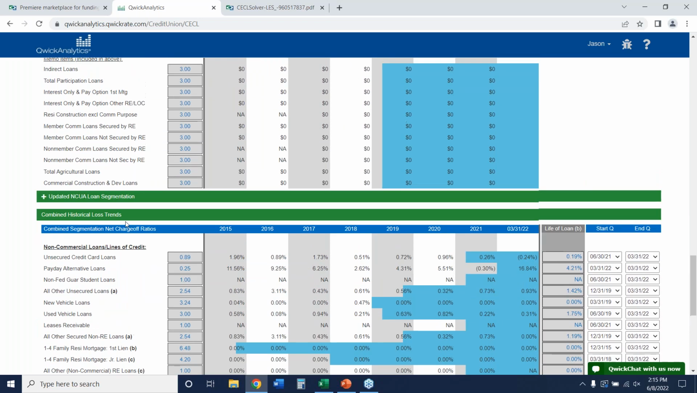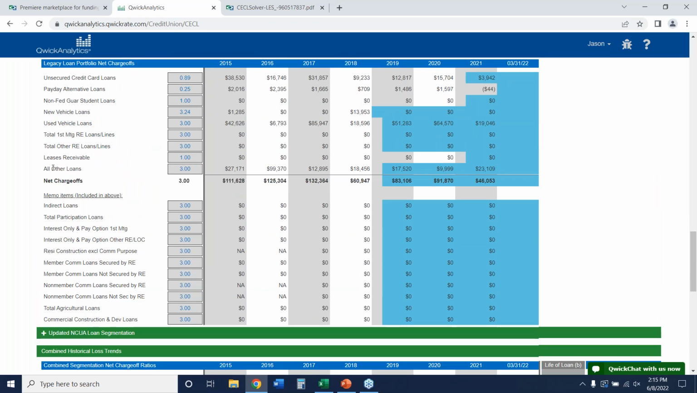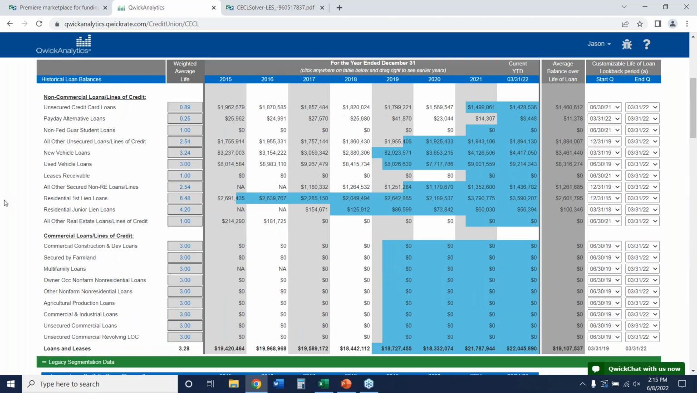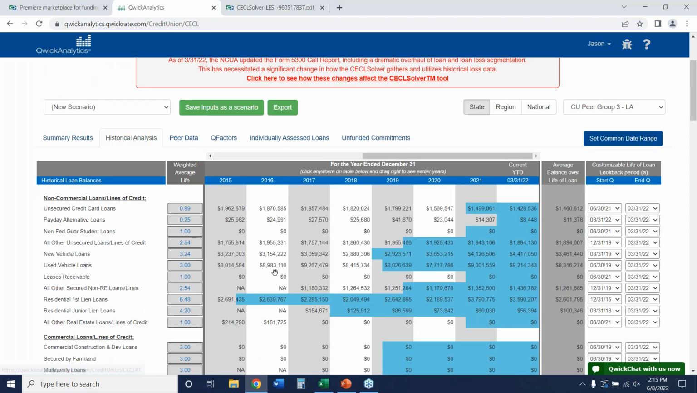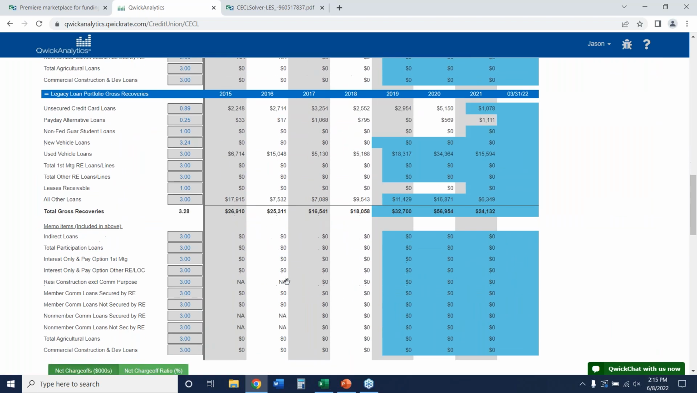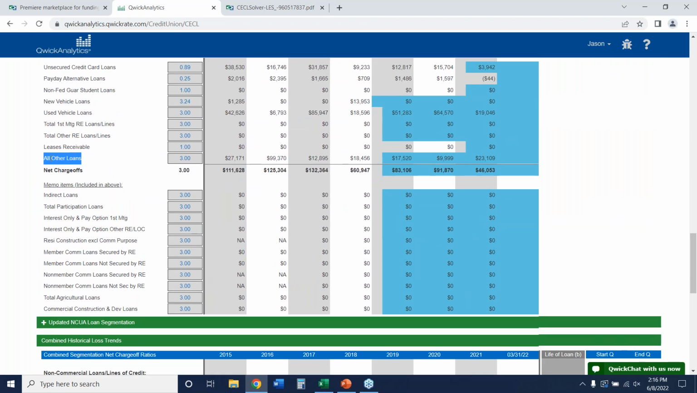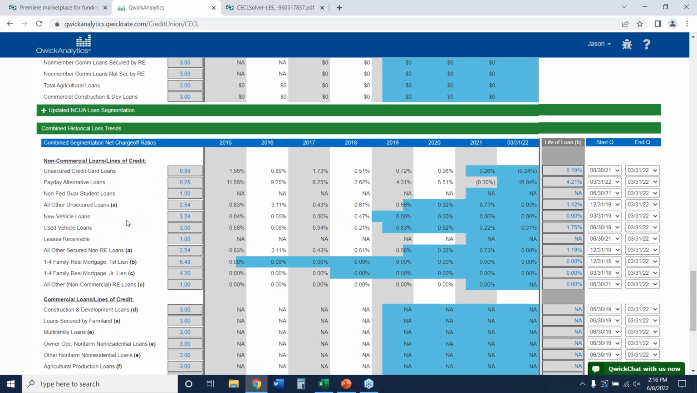Now, one of the interesting things is let's look at this all other loan category. Before, we had these two separate segments. Now we've got the all other unsecured and all other secured. That used to make up that pool of loans, this pool of losses for all other loans. But now that they're separated out, you have to help us a little bit to figure out where those losses really were.